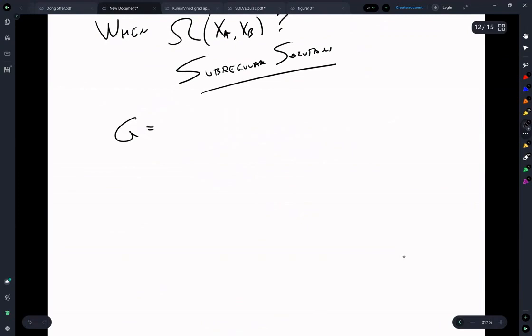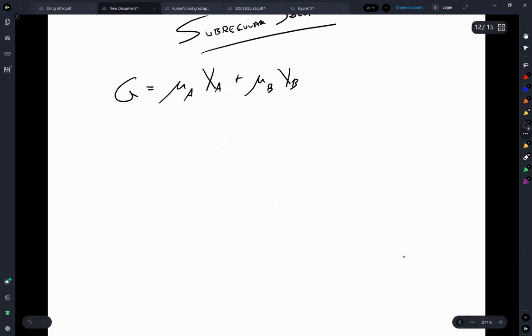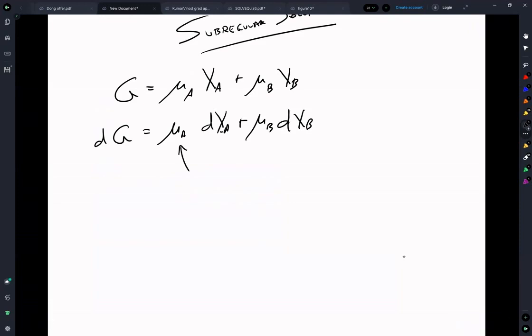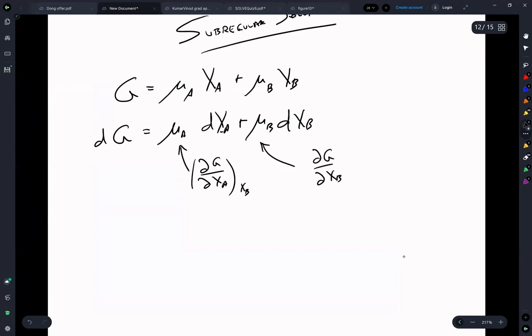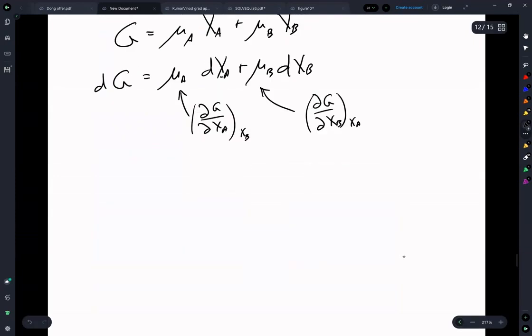So we know the Gibbs free energy can be expressed as the chemical potential times the fraction of A, and the chemical potential of B times the fraction of B. Okay, so writing this out as a differential, dG is equal to mu A dXA plus mu B dXB, which means then that our chemical potentials are the change in the Gibbs with a change in mole fraction holding XB constant, and the partial of the Gibbs with respect to XB holding XA constant, right? This is just from the calculus we've seen before.